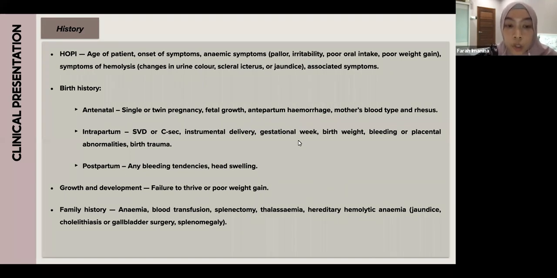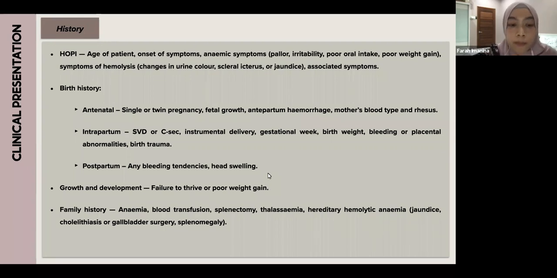Okay. So postpartum, any bleeding tendencies or head swelling. For example, in cases of intracranial hemorrhage. Okay. So for the growth and development, does the baby have poor weight gain? And family history, very important, because we know some of the causes may be hereditary.